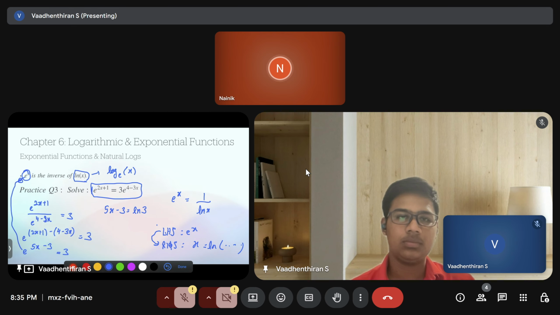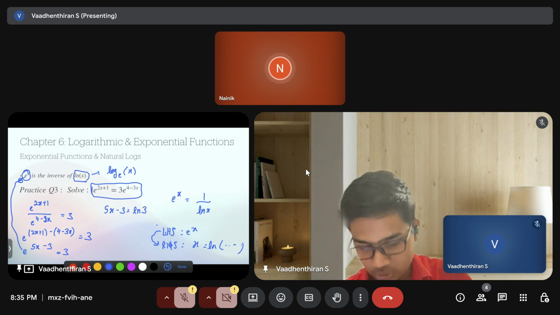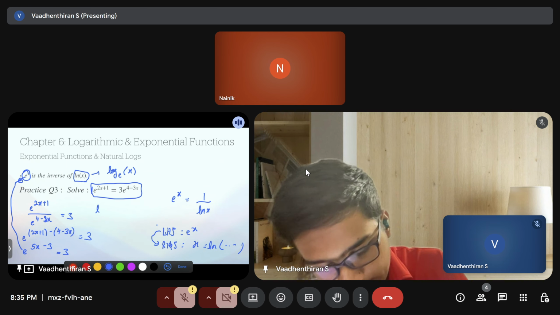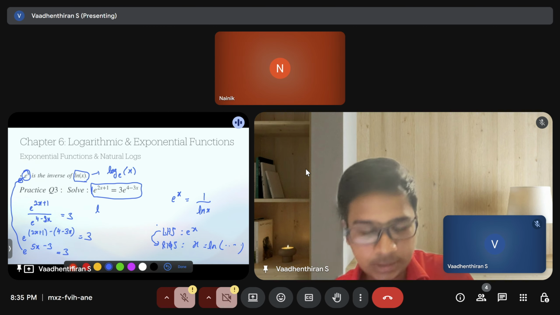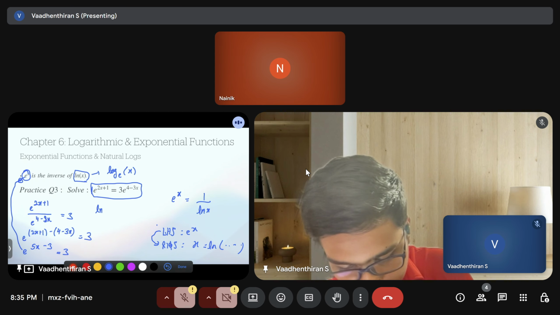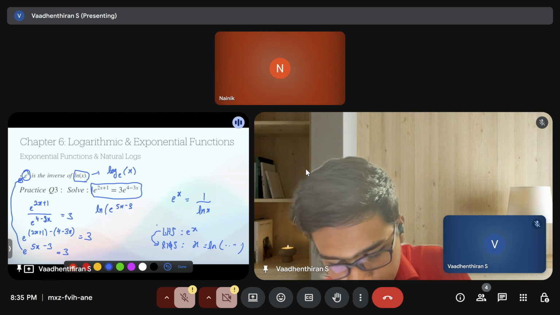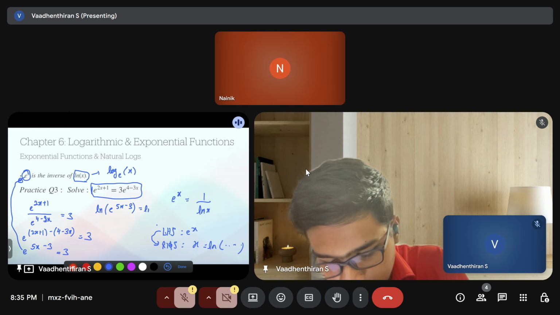Wait, what? How? It won't be 1 by ln 5x minus 3. I'll do it in a different way. So let's take ln on both sides. So ln e^(5x minus 3) equals ln 3.